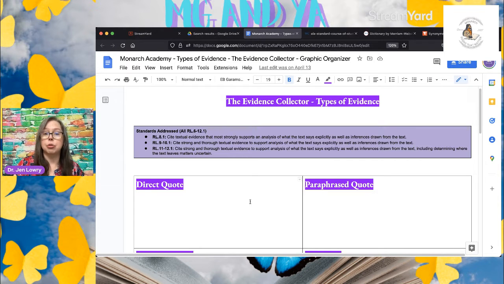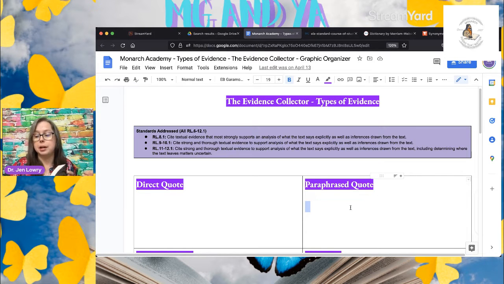But also make sure that you are citing it appropriately. So you will give credit to the author, then you will put it in quotations, and no, you don't get to change it up. You have to type it exactly the way, or write it exactly the way that the author has stated it, because you are doing a direct quote. So let's move over to paraphrased quotes.